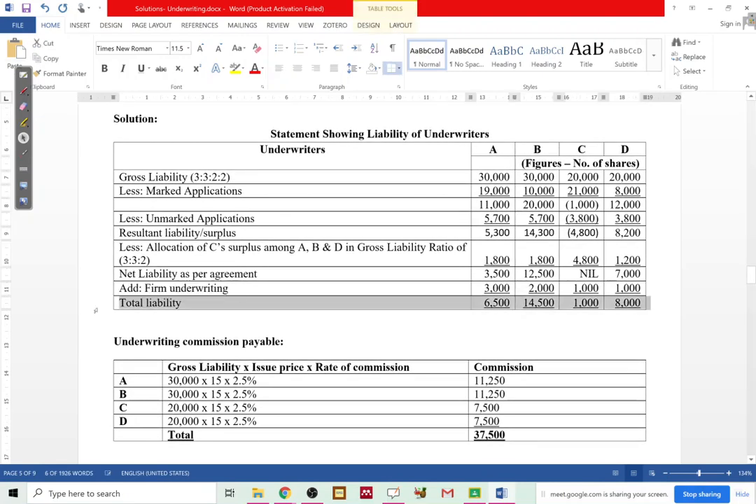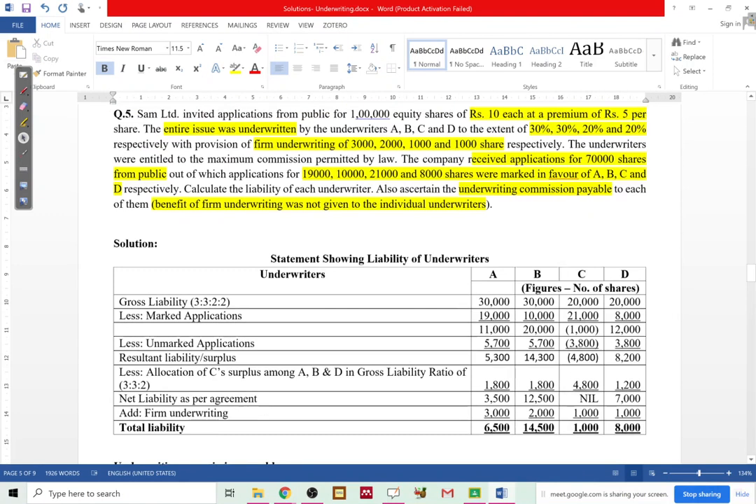Total liability is not to be used for commission calculation. Total liability will later come into the picture when we do another statement called the statement of amount paid or received from the underwriters. So that was your problem 5.